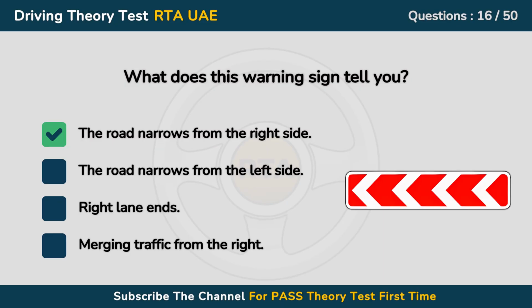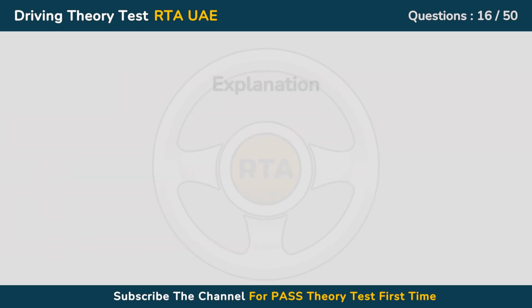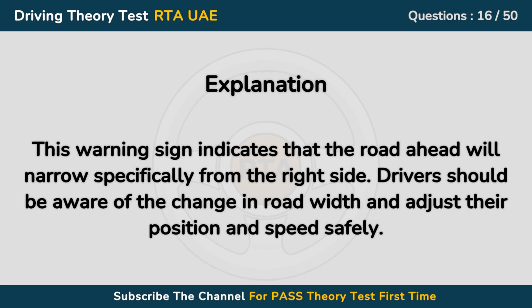Answer is A. The road narrows from the right side. This warning sign indicates that the road ahead will narrow specifically from the right side. Drivers should be aware of the change in road width and adjust their position and speed safely.